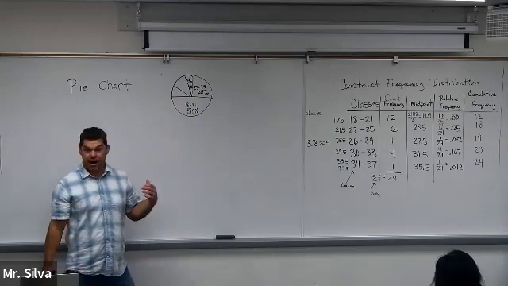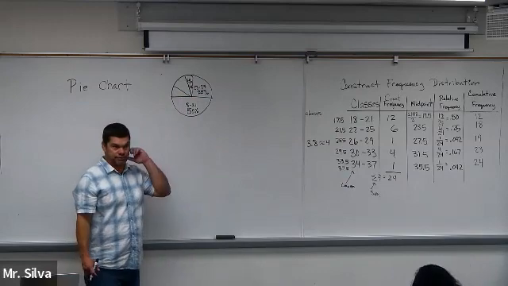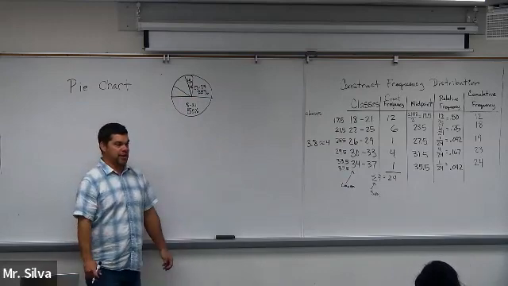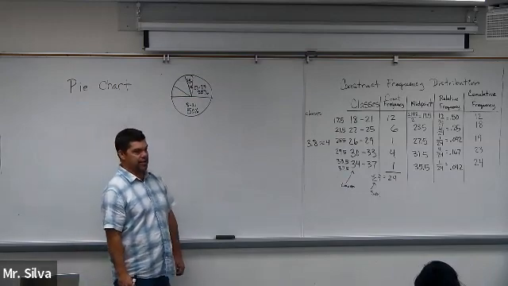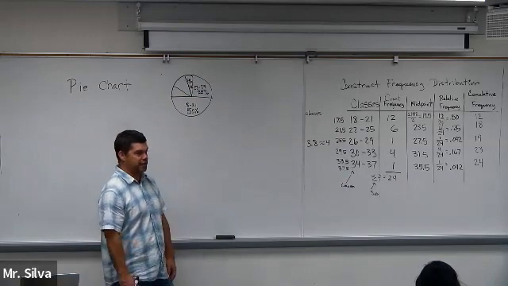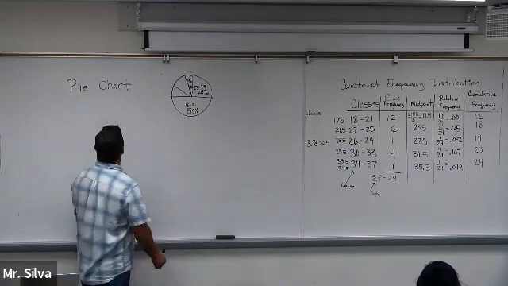A dot plot, I already gave you a dot plot. A dot plot is where you just put dots for every value. Every value gets a dot. So we already made a dot plot. That's why I started off with the dot plot. We already did that one.